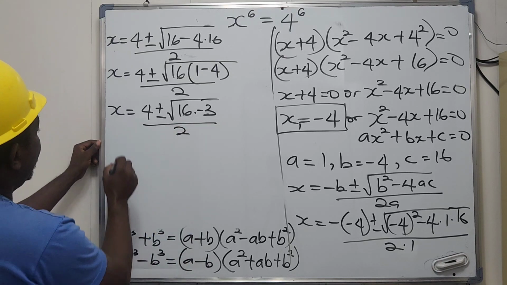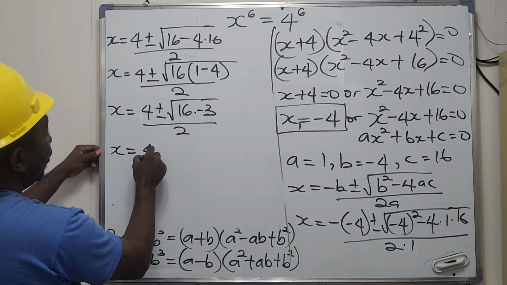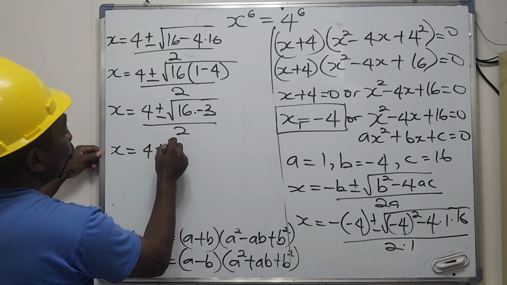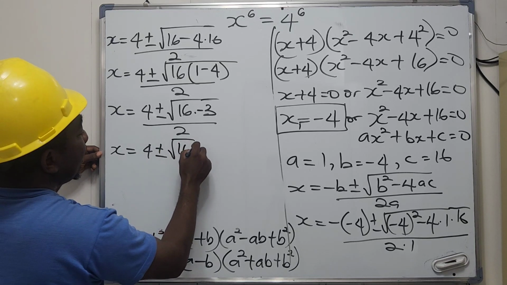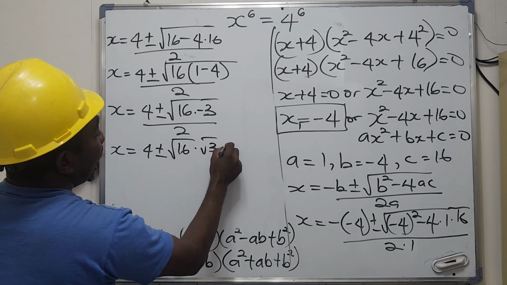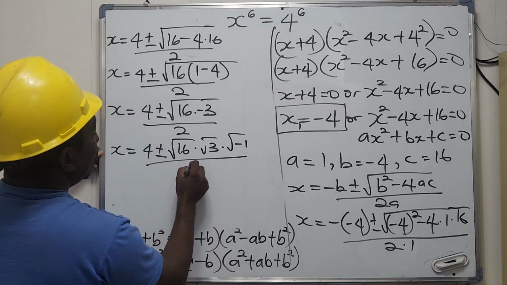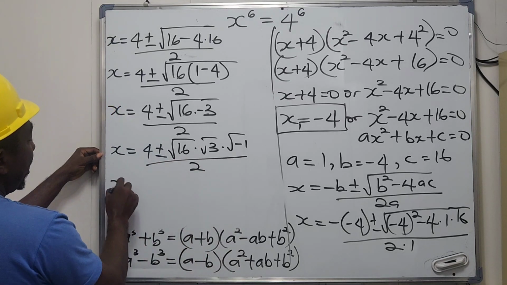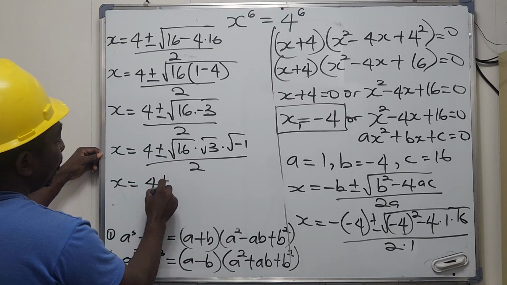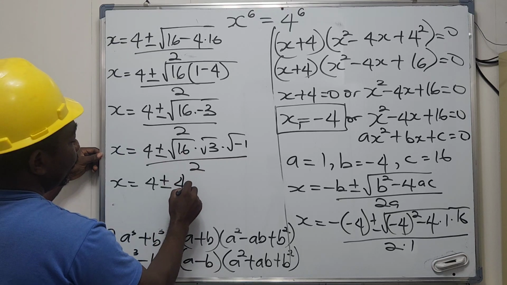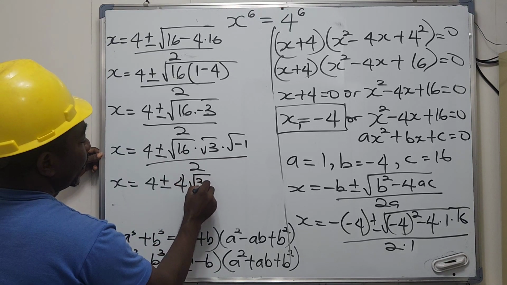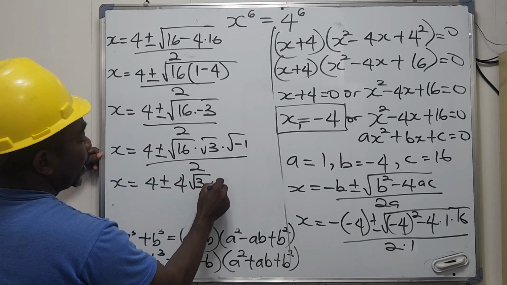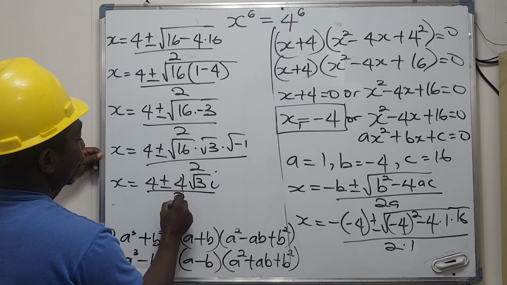So here will become x equals 4 plus or minus square root of 16 times square root of 3 times square root of minus 1, all over 2. So this will become x equals 4 plus or minus, square root of 16 is 4. We are now left with root 3. Square root of minus 1 is iota, which is i, all over 2.